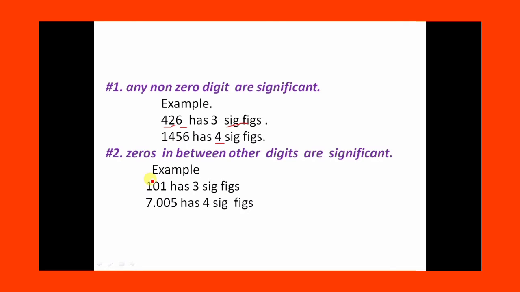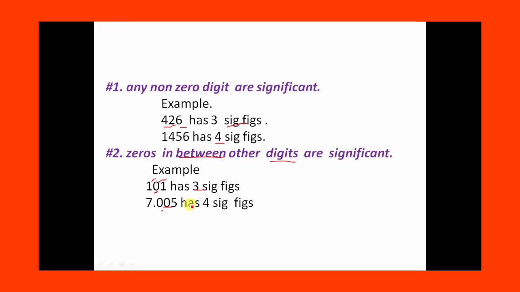Now an example for rule number two. Rule number two, as you remember, says zeros in between other digits are significant. This zero and this zero are found in between other non-zero digits, hence they are considered to be significant. In the number 101 we have three significant figures. In a similar manner, for the number 7.005 we have four significant figures.